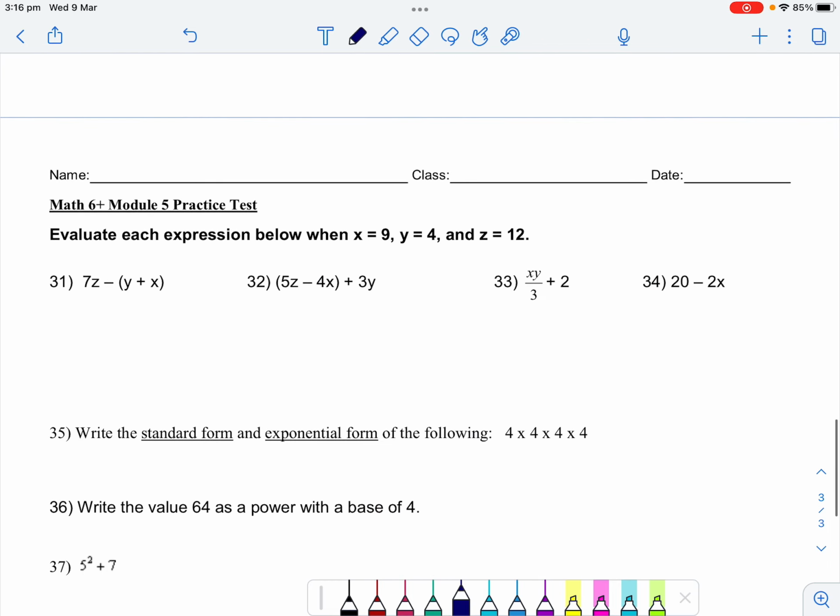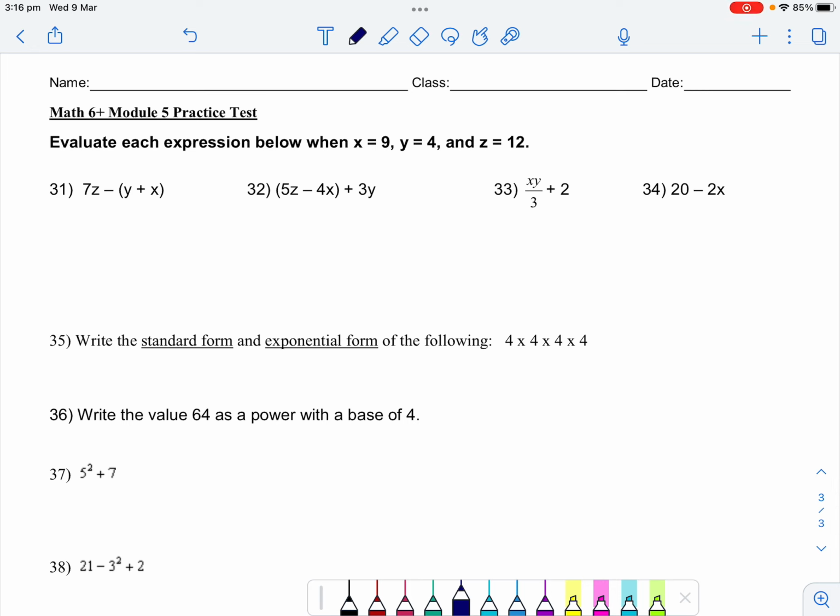A little bit more evaluating. So 7 times 12 minus 4 plus 9. So 7 times 12 is 84 minus 13, and 84 minus 13 is 71.